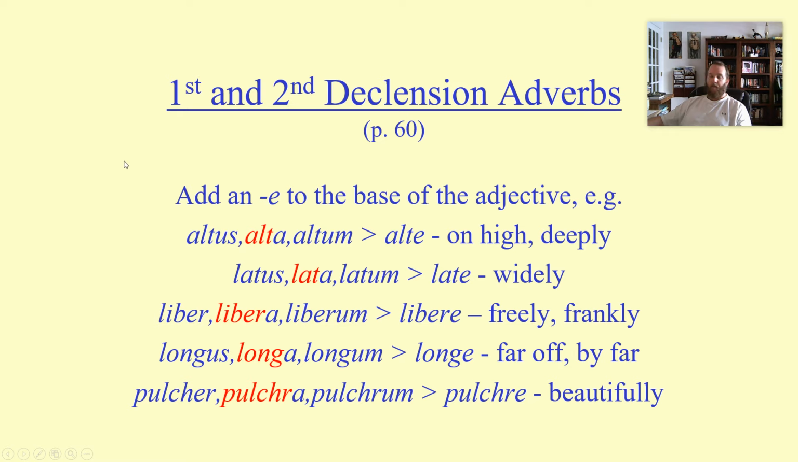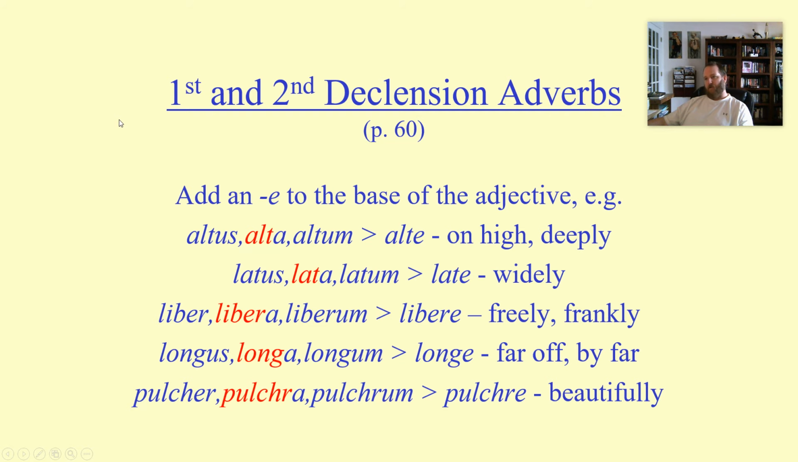Now, these first couple slides are going to be review. Maybe you know this perfectly, but we have made adverbs before, right? First and second declension adverbs, if you remember, you took a first and second declension adjective and you added an E to the base. We learned this in Latin 1. So altus goes to alte, latus goes to late. That's how you make the adverb, the suffix. Now, these are just positive adverbs. These are not comparative. This is just how you make a normal positive adverb for first and second declensions.